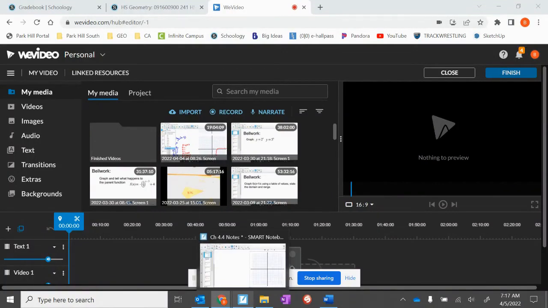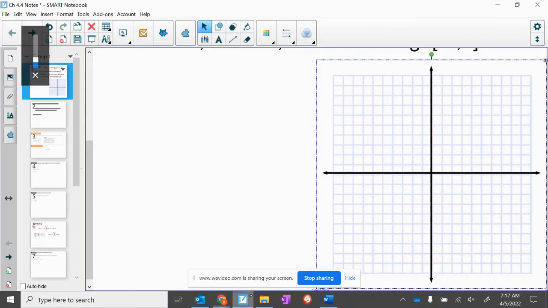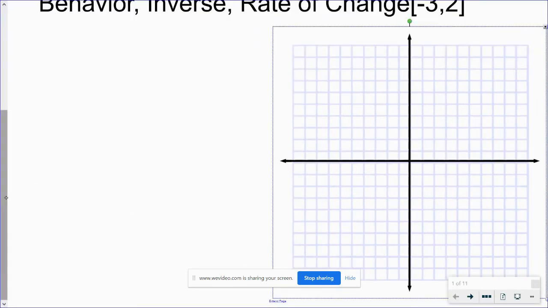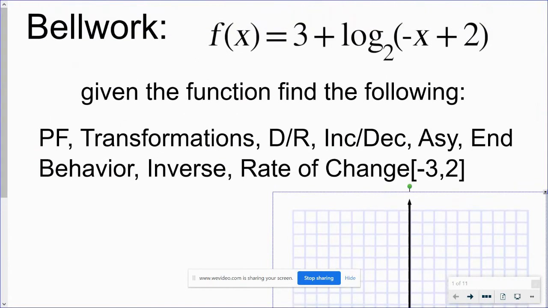All right, we're going to work through chapter 4.4 today. So here is your bell work, and you can pause and work through this bell work.